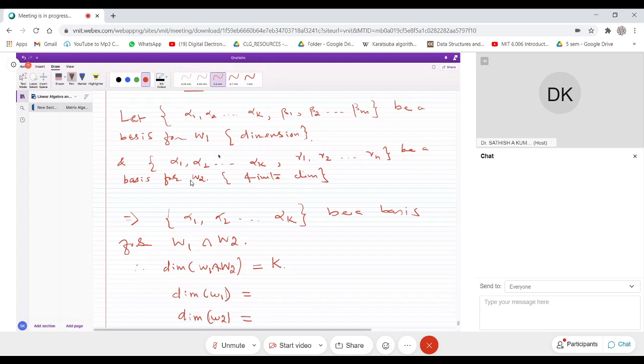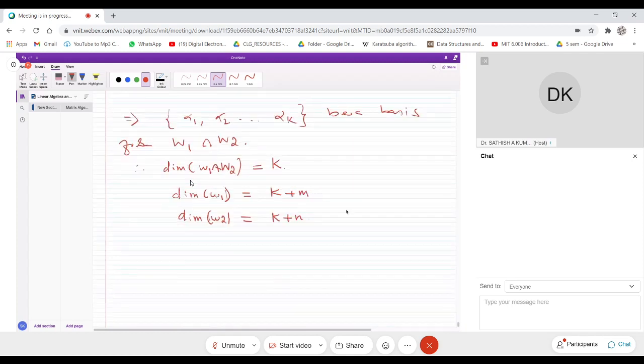So you see the dimension of W1 is what? Alpha 1 to alpha k is one set of vectors, and beta 1 to beta m is another. So the dimension of W1 is k plus m. And for W2, the vectors are alpha 1 to alpha k and gamma 1 to gamma n, so the dimension is k plus n. Dimension of W1 is k plus m and dimension of W2 is k plus n. These three observations we made because it is given that W1 and W2 are finite dimensional subspaces.